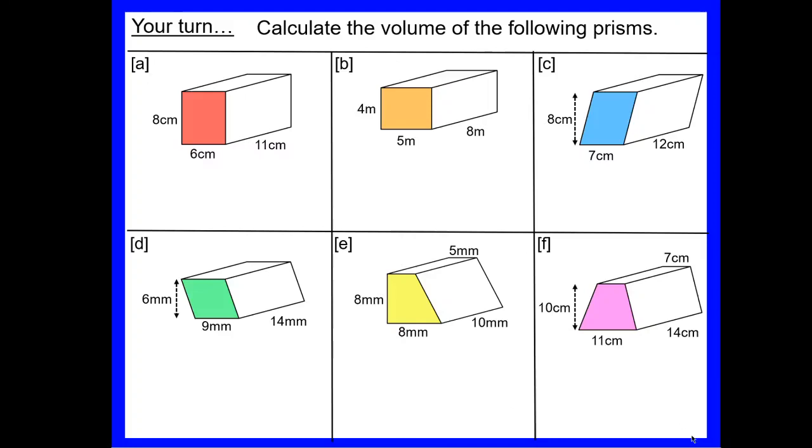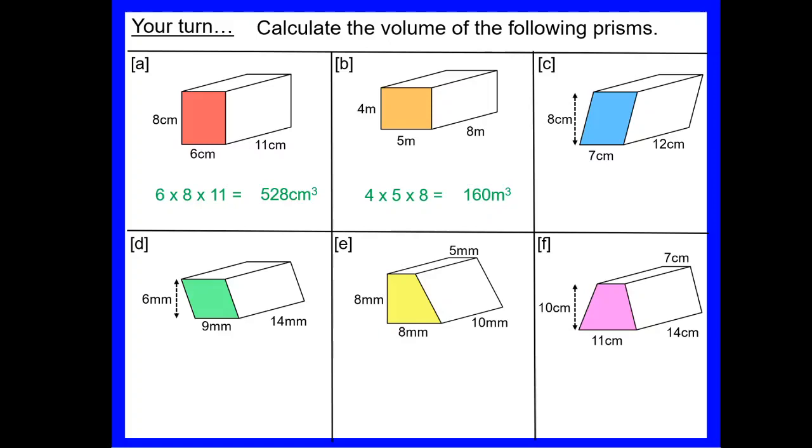All right, let's talk through the solutions to these. And so for the first one, we need to find the area of the rectangle first and then multiply by the length, or we can do all three at the same time because they're all multiplying this time. So 6 times 8 times 11 is 528 centimetres cubed. For B, again, the area of the front there, 5 times 4 is 20, and we're going to multiply that by 8. So 4 times 5 times 8 gives us 160 metres cubed.